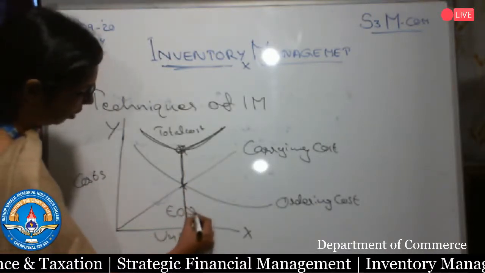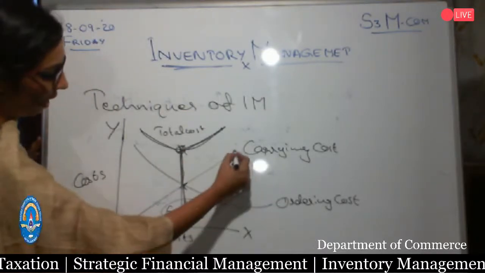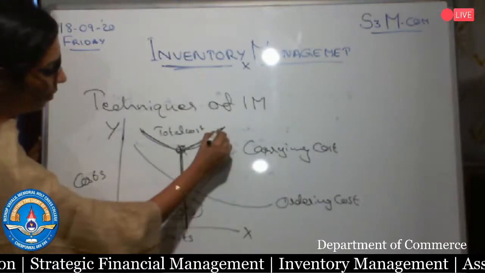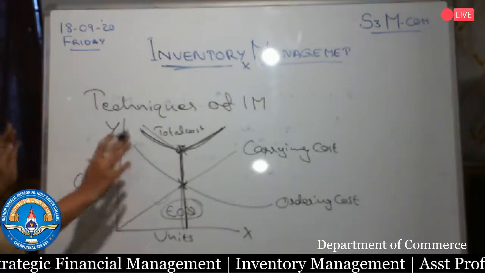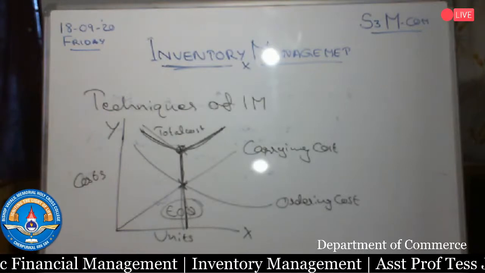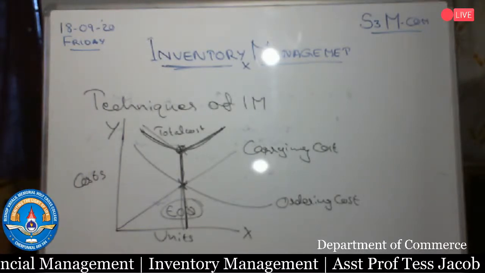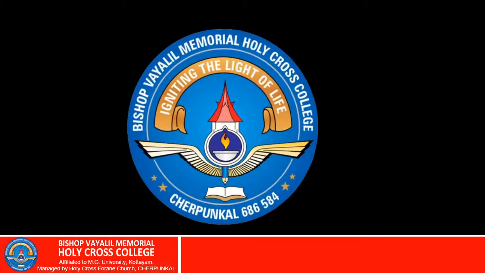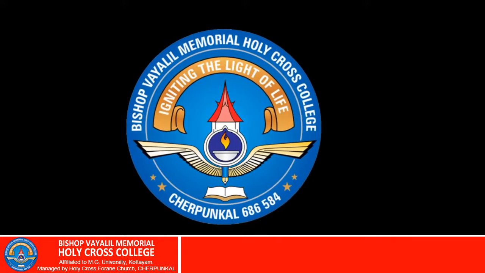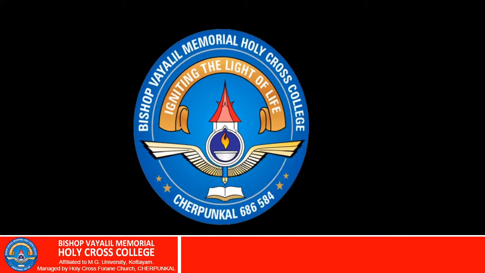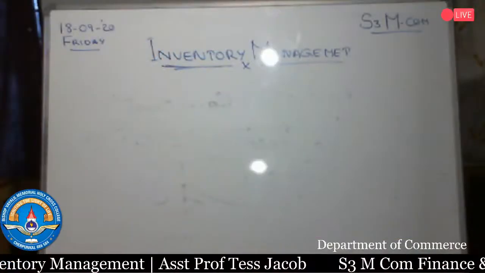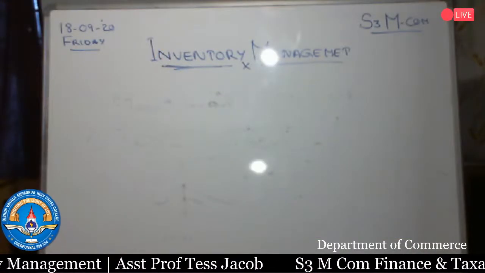This is the EOQ line. On this line, ordering cost and carrying cost will be equal and total cost will be lowest. This is the diagram which graphically represents the EOQ. So that is the first technique of inventory management, determination of economic ordering quantity, and the equation for that is root 2AO divided by C. A stands for annual consumption, C for carrying cost, and O for ordering cost.